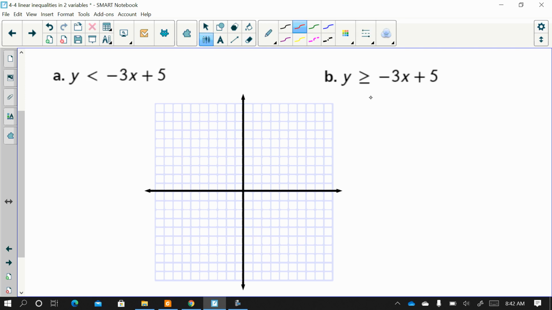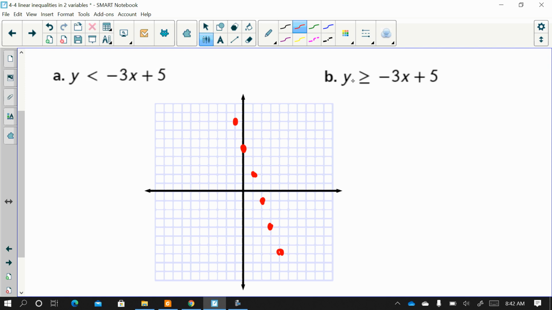Okay, letter B. We start at +5 this time. So 1, 2, 3, 4, 5. Okay, slope is -3. 1, 2, 3 over 1. Down 3 over 1. Down 3 over 1. Or if I'm getting tired of that, I can go up 3, left 1.